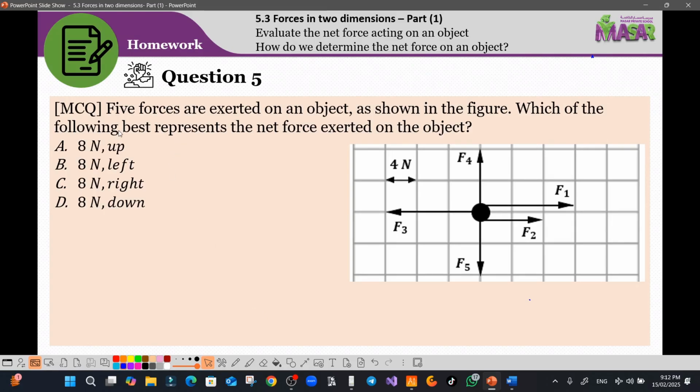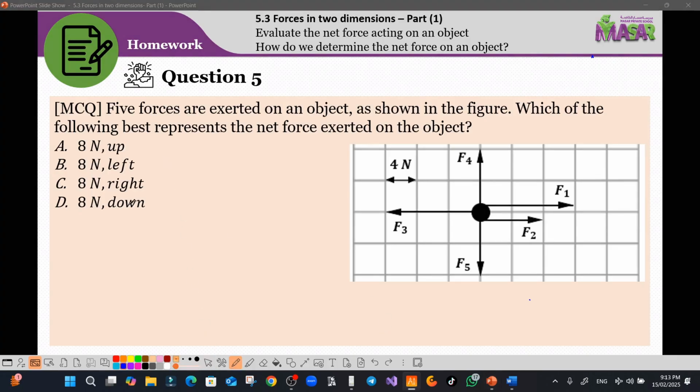Now, in this question, we have four forces exerted on an object as shown in the figure. Which of the following best represents the net force exerted on the object? We need to know what will be the net force with the direction. In order to figure out the answer, we need to combine all the forces to get the F net.